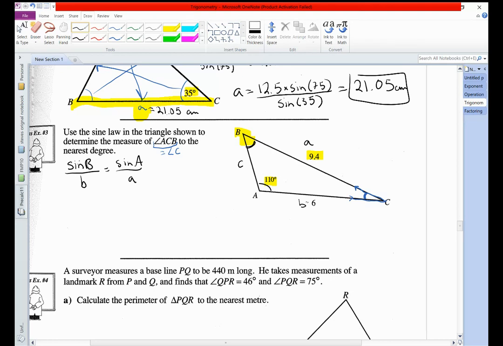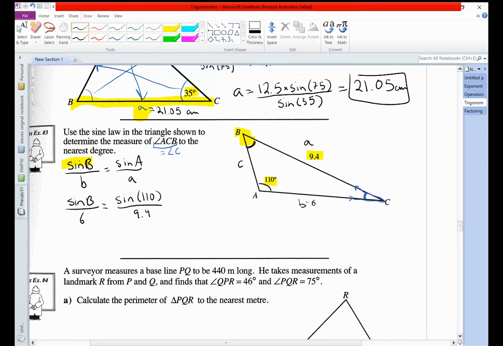You can put these in any order, right? They're equal to each other. And this is just going to save a bit of algebra, which is really nice. If we put our unknown in the top of the first fraction, we're going to save a ton of algebra. So now we can fill in what we know. We don't know angle B just yet, but we know side B is 6, and we know angle A is 110, and side A is 9.4.